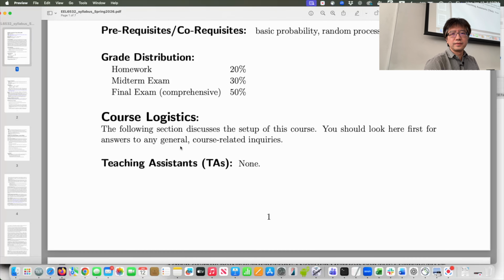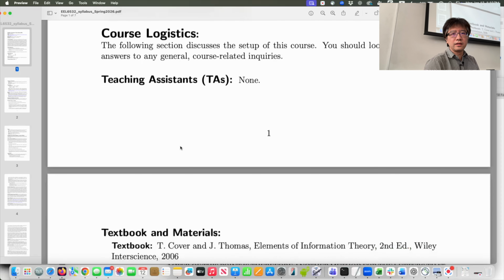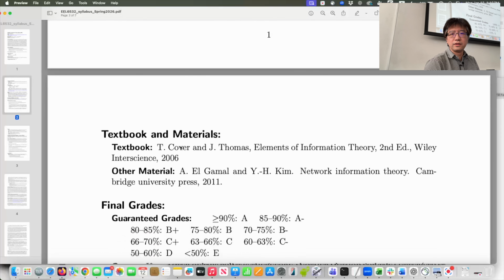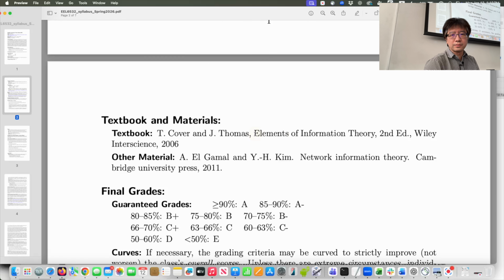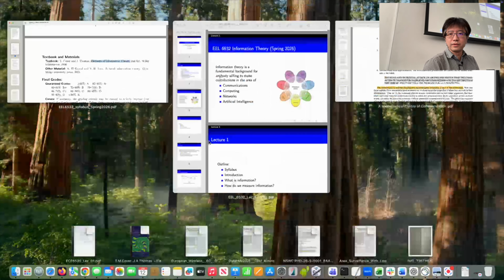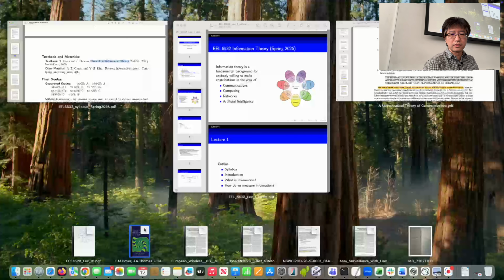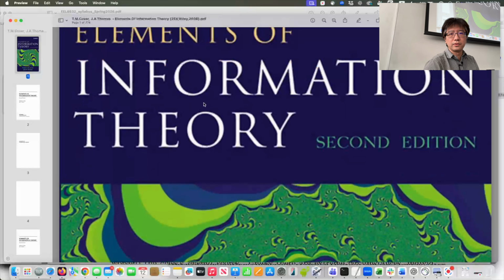And TA, there's no TA. Only myself. And this is the required textbook, Elements of Information Theory. Let's see, do I have this book here? No. Oh, I did. This is the book. Yeah, so this is how the book looks.